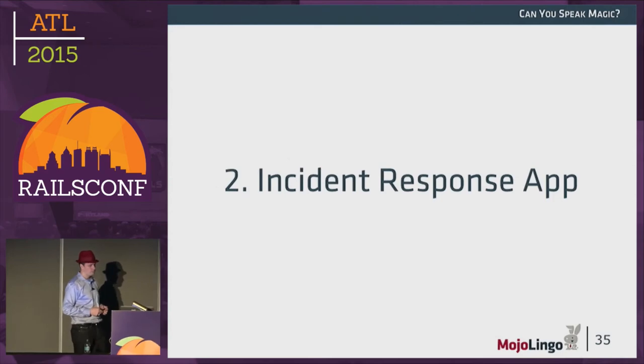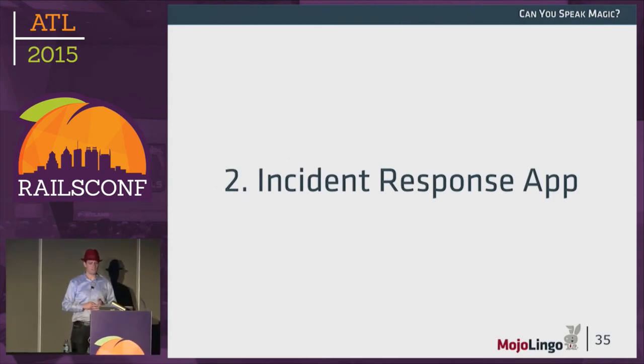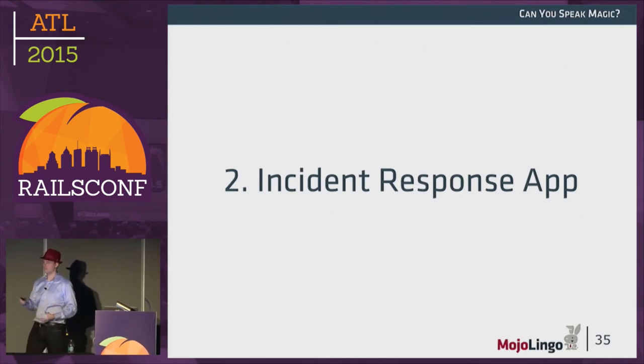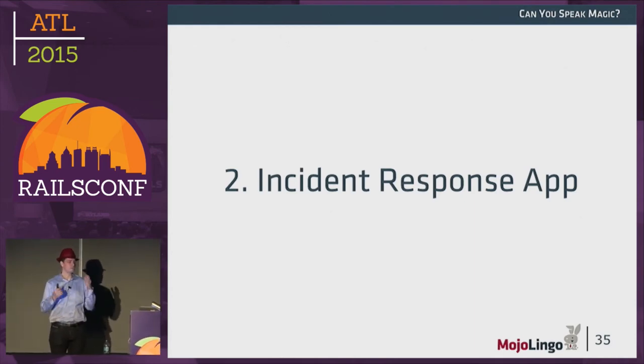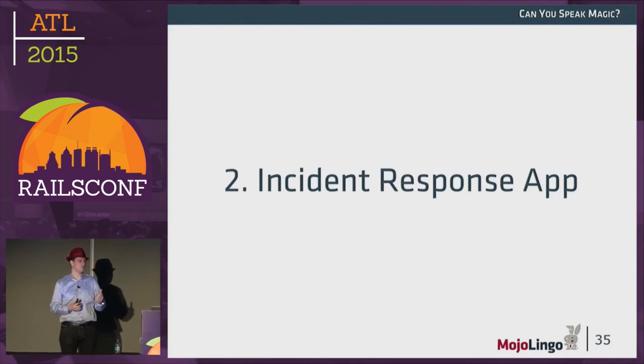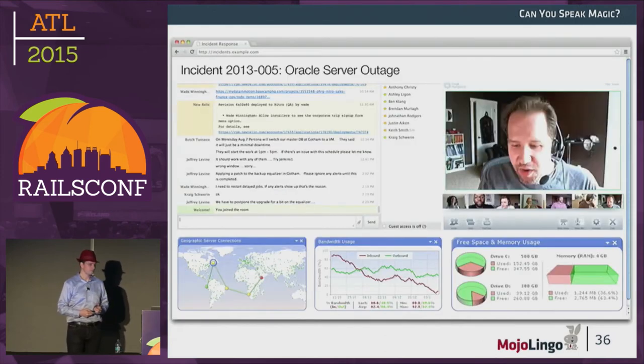All right, so the second example is an incident response app. My background, before I became a developer, I did a lot of ops. I did server administration stuff. And with this kind of thing, whenever something would go down, you get that phone call at 3 in the morning that some server would go down, and getting everybody in and on the same page and communicating would be a challenge.